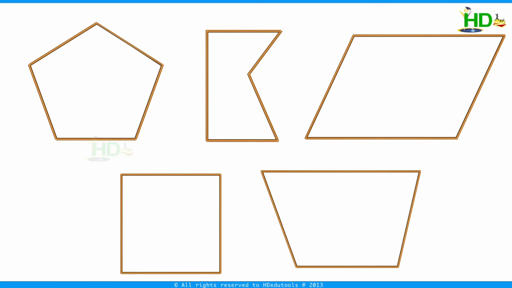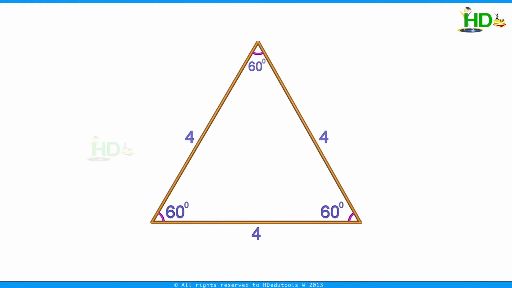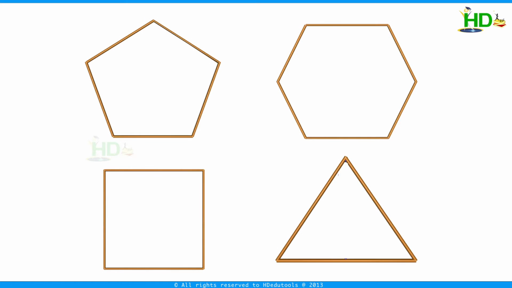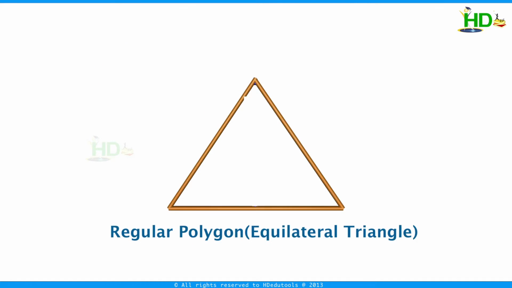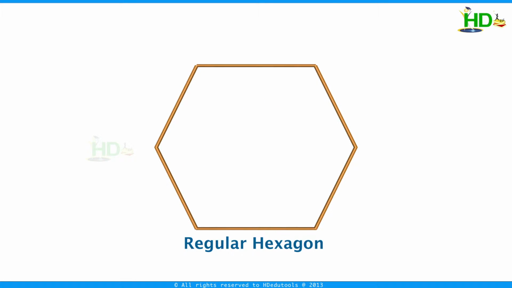And look at these closed figures. These are made from several line segments and are called polygons. Now if I consider these three triangles, in figure 3 the triangle has equal sides and congruent angles. It is thus called a regular polygon. A polygon in which all sides and all angles are equal is called a regular polygon. Now if we consider these polygons, this is regular, this is irregular, this is regular, this is irregular, and this is regular.